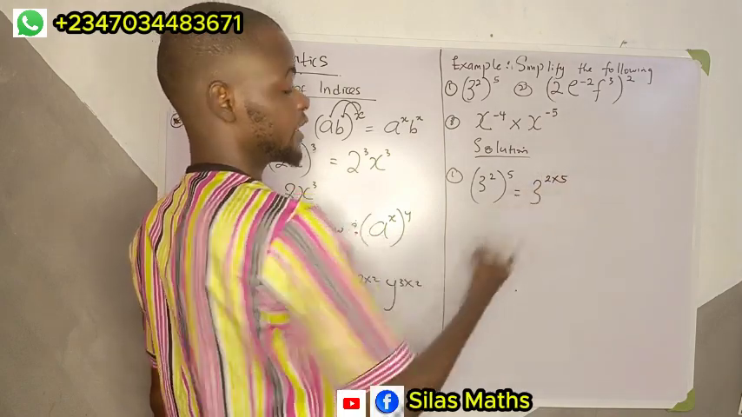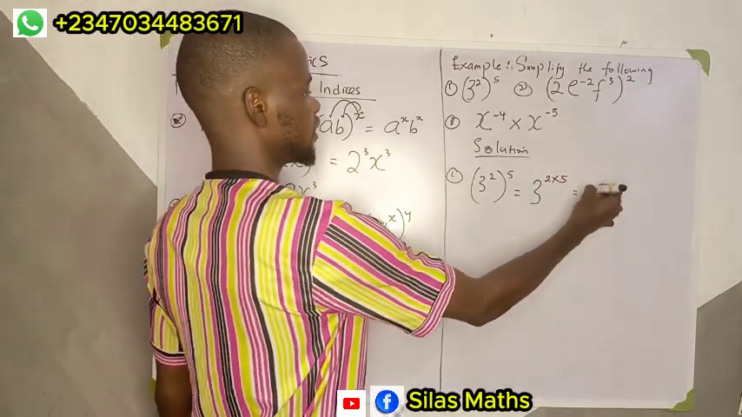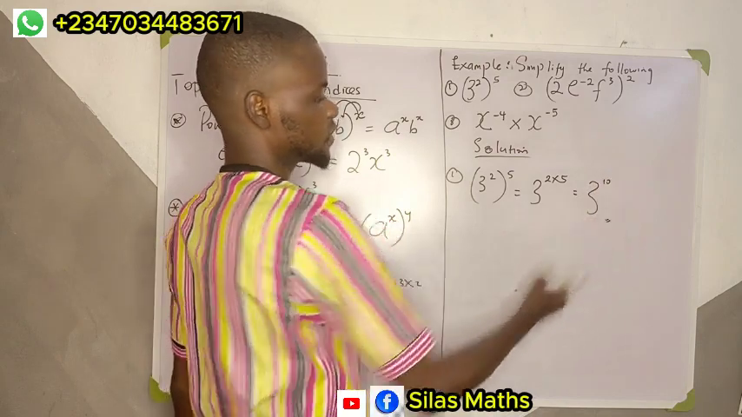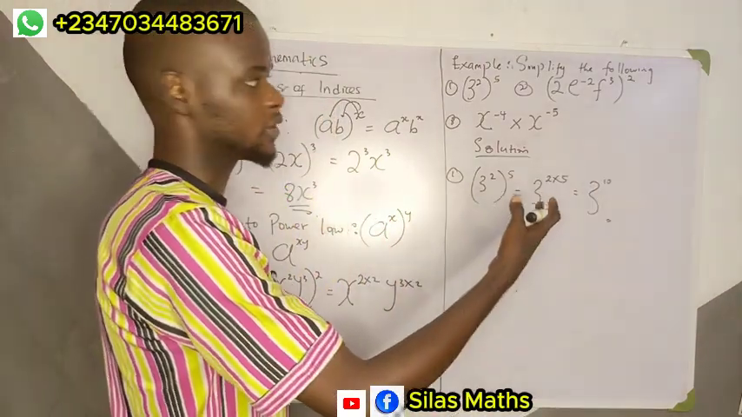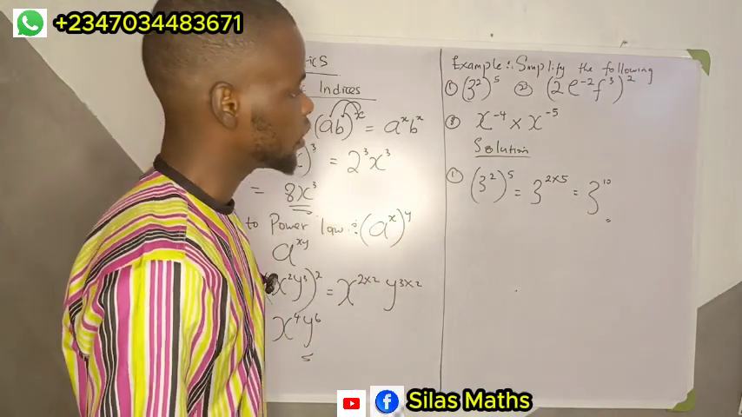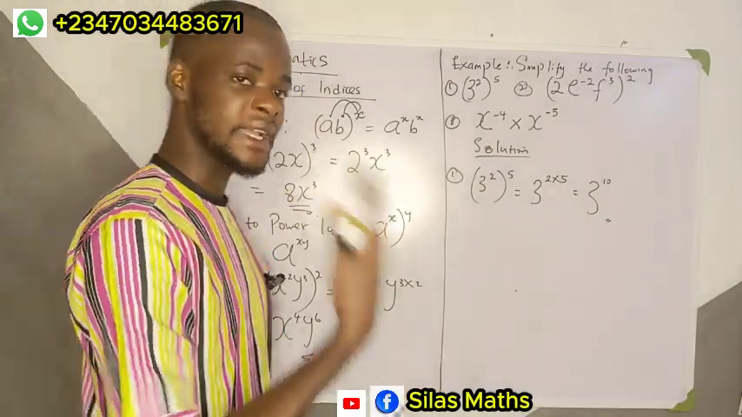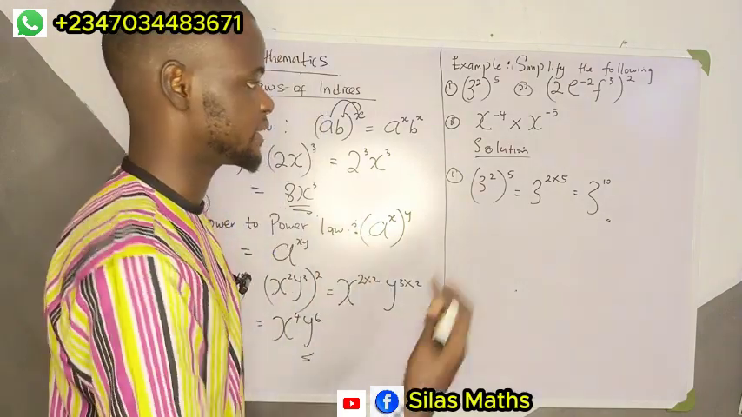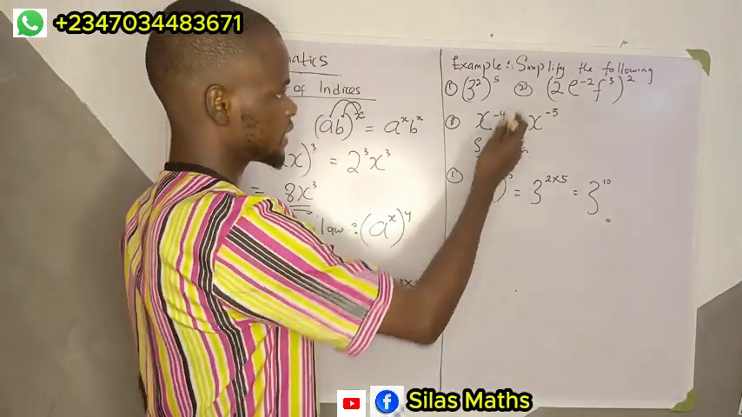2 times 5, right? So that will give me 3 raised to the power what? 10. So that is my final answer in the index form. Okay, let's say leave our answer in index form. That's the answer in index form this way. If you want to simplify further, that means multiplying what? 3 in 10 places. Okay, so that's number 1.